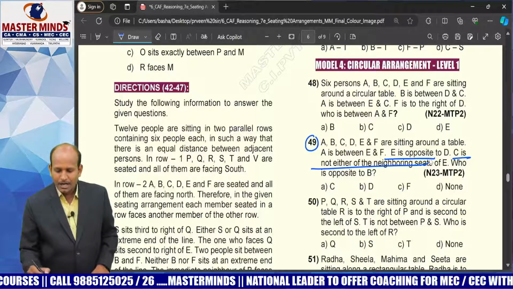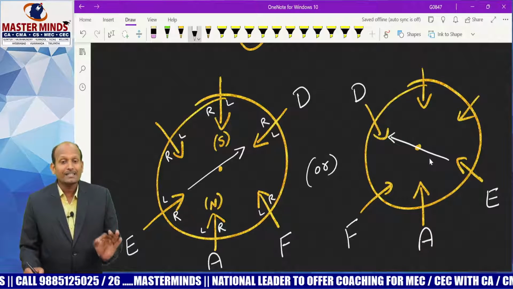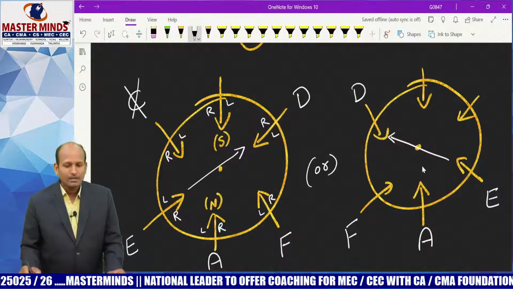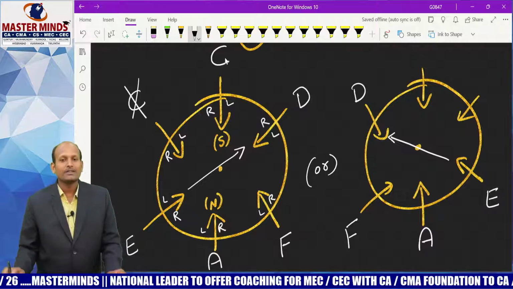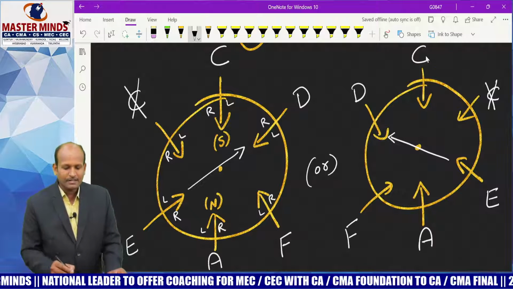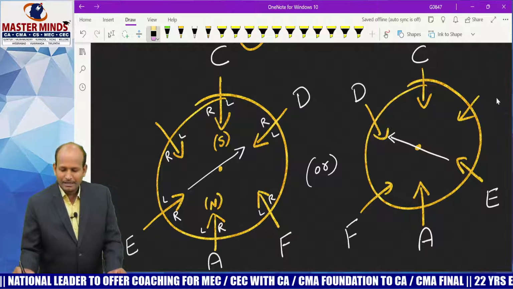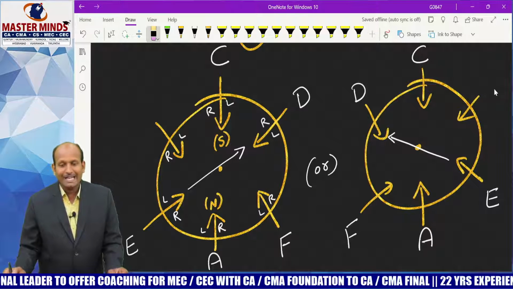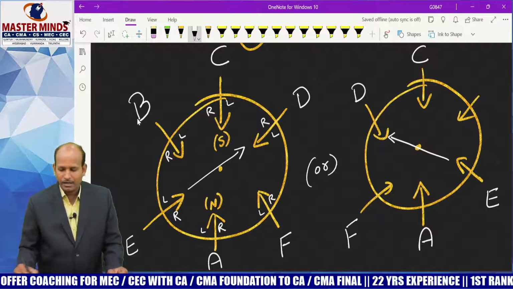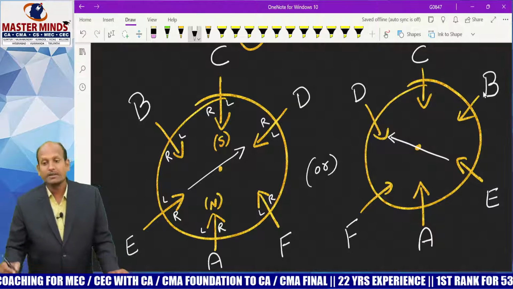C is neither neighbor of E. That means C is not seated as a neighbor of E. The neighbor position of E is not for C. Then definitely the remaining place is for C. Here also C is not next to E, then it is a place for C. So after placing A, F, D, E, C, the remaining letter B you can place between C and E. Here also we can place B between C and E.